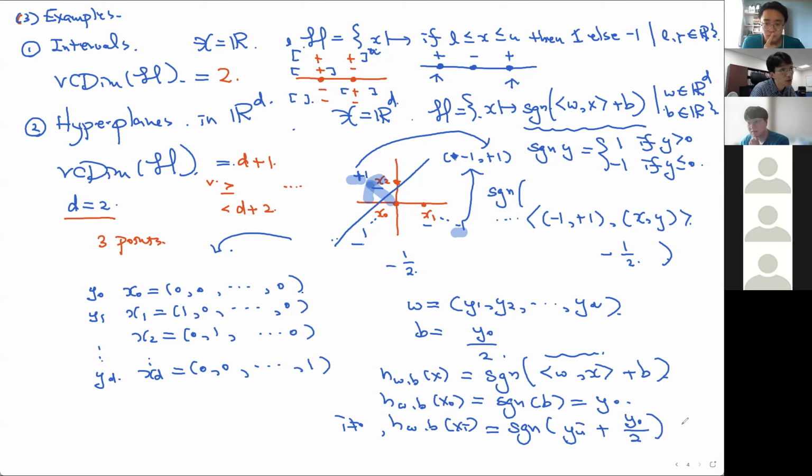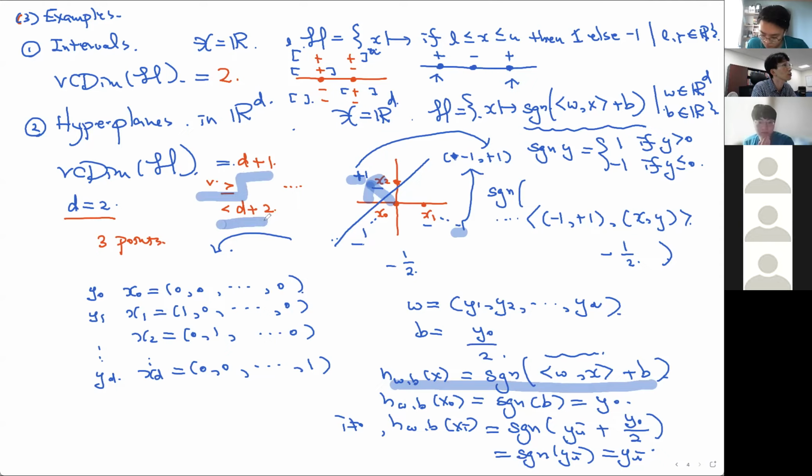That is because y_i and y_0 are both plus or minus 1, same as the sign of y_i. That is exactly y_i. So I think maybe doing algebra is a bit easier. If you define a function of this form, that will provide the perfect classification in this case. So this shows that it's at least d+1. Now in the remaining 3 minutes, I'm going to tell you why its upper bound is d+2.